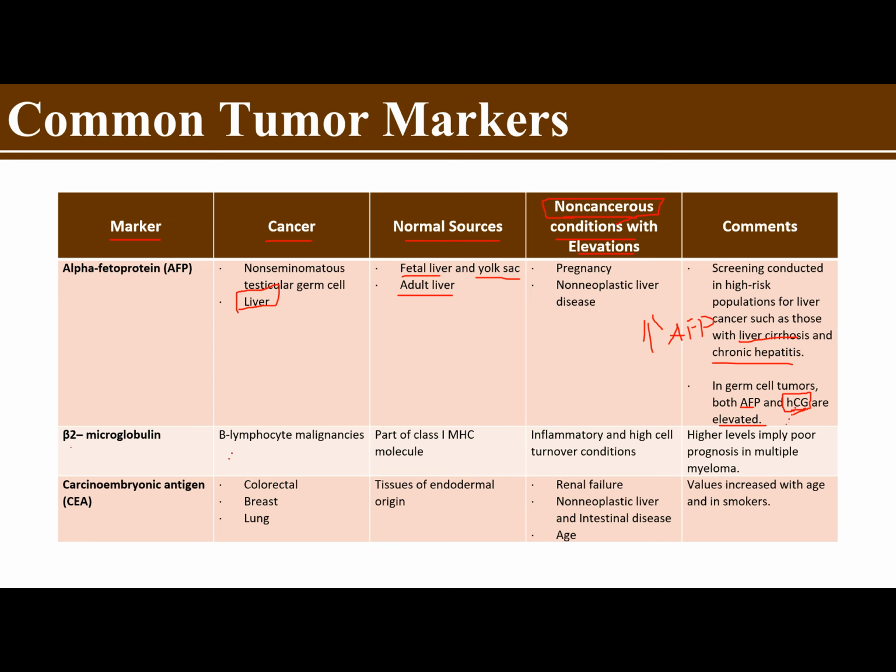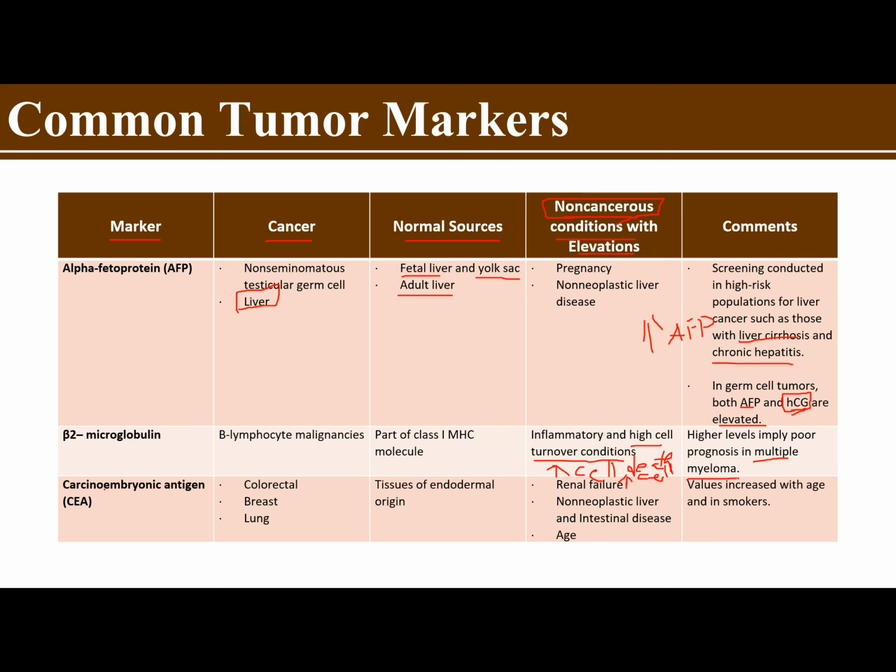Another marker is your beta 2 microglobulin. This is specific for B lymphocyte malignancies. This is a part of the class 1 MHC molecule. Elevated in inflammatory and high cell turnover conditions. When you say high cell turnover conditions, increased cell death and that would lead to increased cell creation. Higher levels would imply poor prognosis in multiple myeloma. So take note of that.